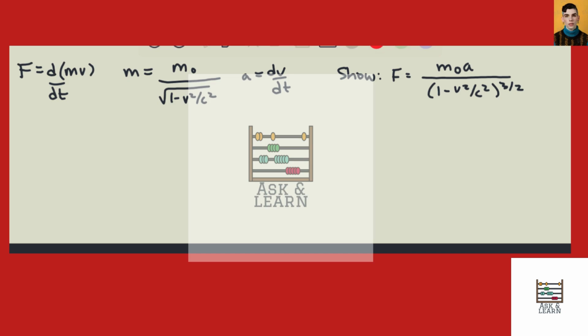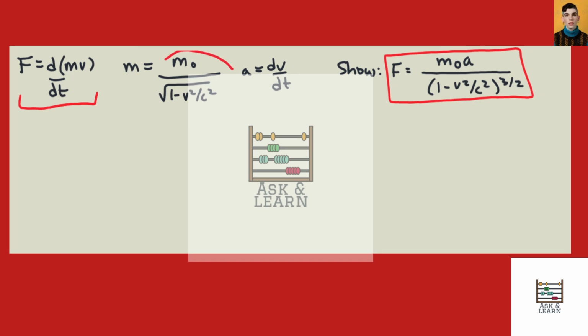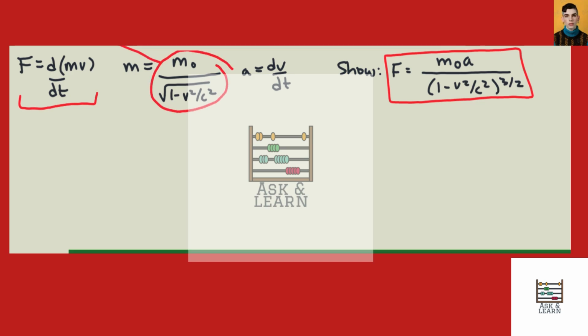Here we're given several interrelated equations having to do with the theory of relativity, and our goal is to show that this equation is true. So we're going to take the force equation we were given. Force is the derivative of mass times velocity. We're going to substitute the mass equation in for m, and we're going to find the derivative.